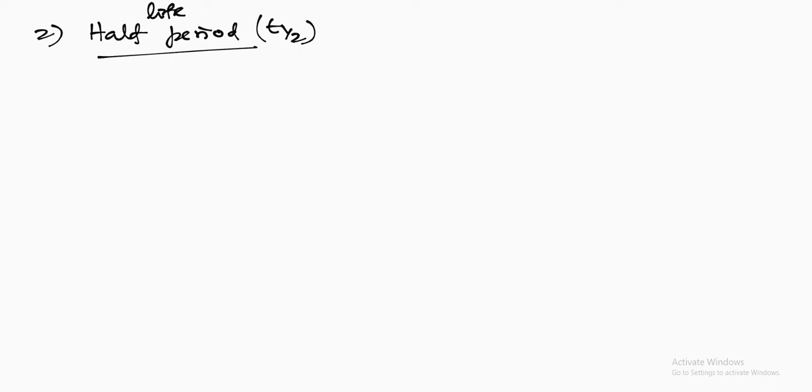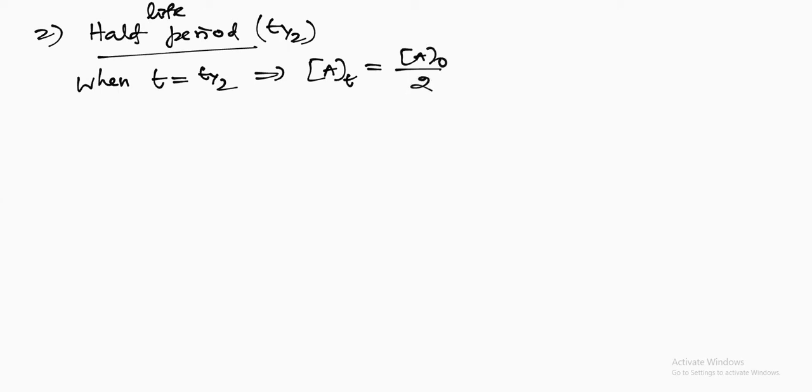Now, when t becomes equal to T half, what will happen? Concentration of A at time t becomes equal to A naught by 2. This we know very well. When time becomes half-life, what will be the remaining concentration of A? The remaining concentration is nothing but initial concentration by 2.